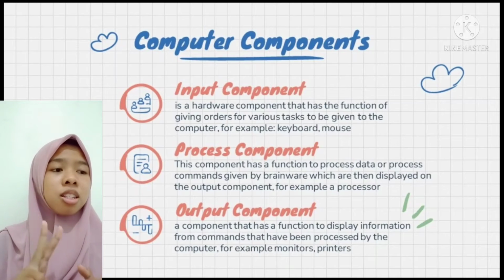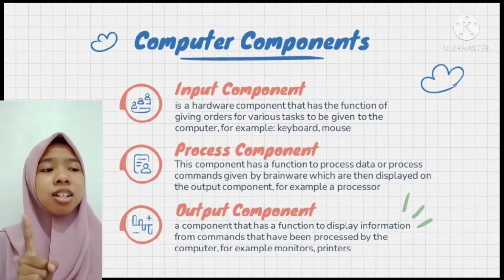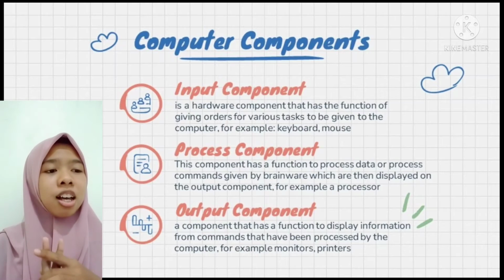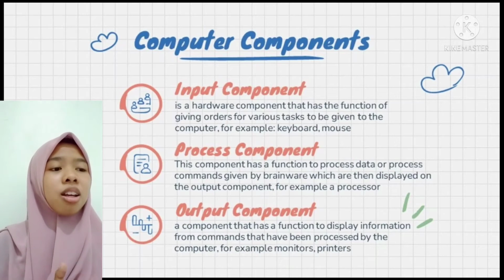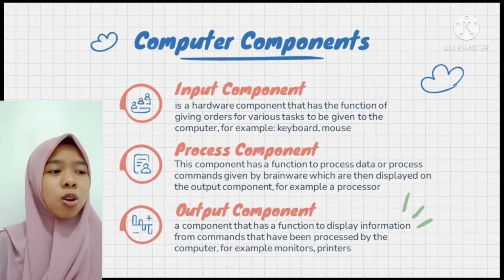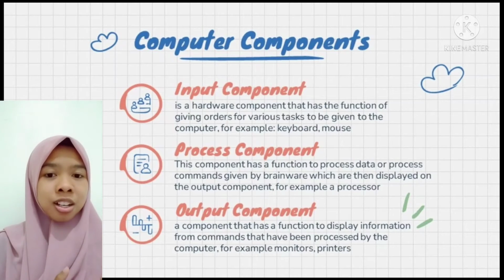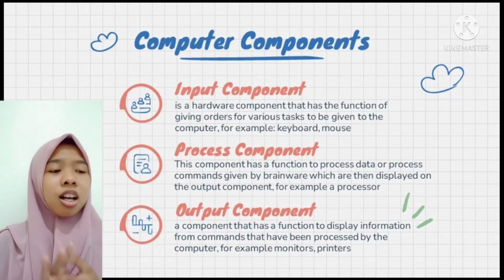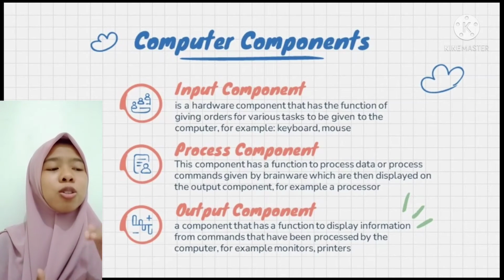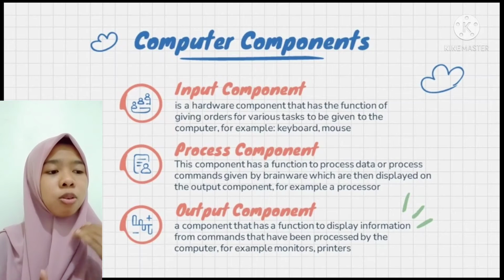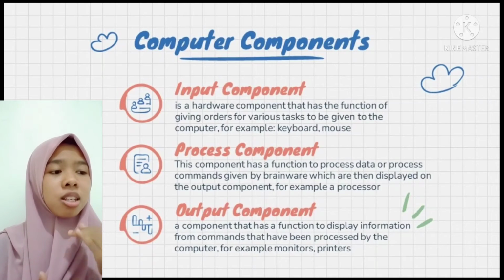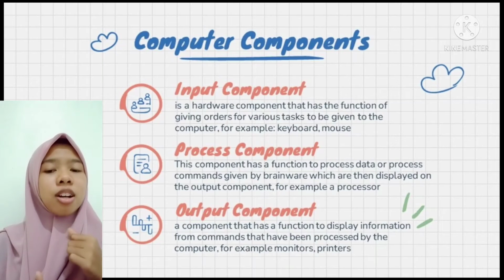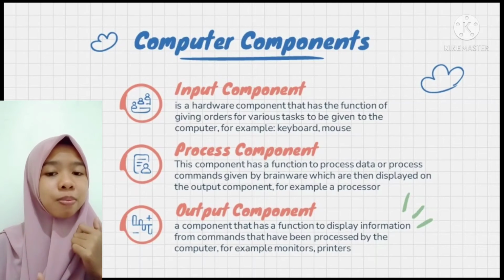2. Process component. This component has a function to process data or process commands given by brainware, which are then displayed on the output component. For example, a processor. And 3. Output component. Output component is a component that has a function to display information from commands that have been processed by the computer. For example, monitors and printers.